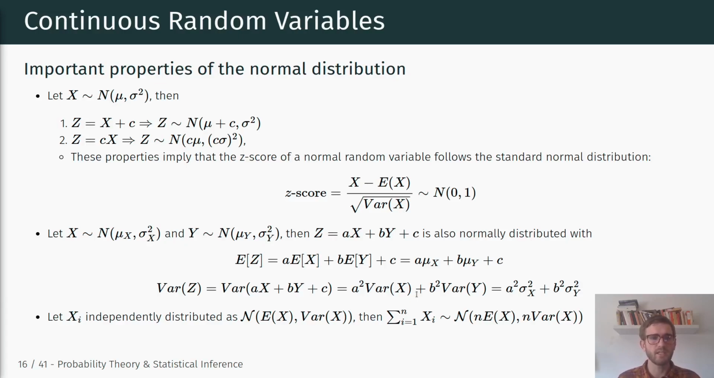More generally, if we have a number of n independently distributed random variables that are all normal with the same expectation and the same variance, then the sum of those normally distributed random variables is again also normally distributed, where the mean is just n times the expectation of x and the variance is just n times the variance of x.